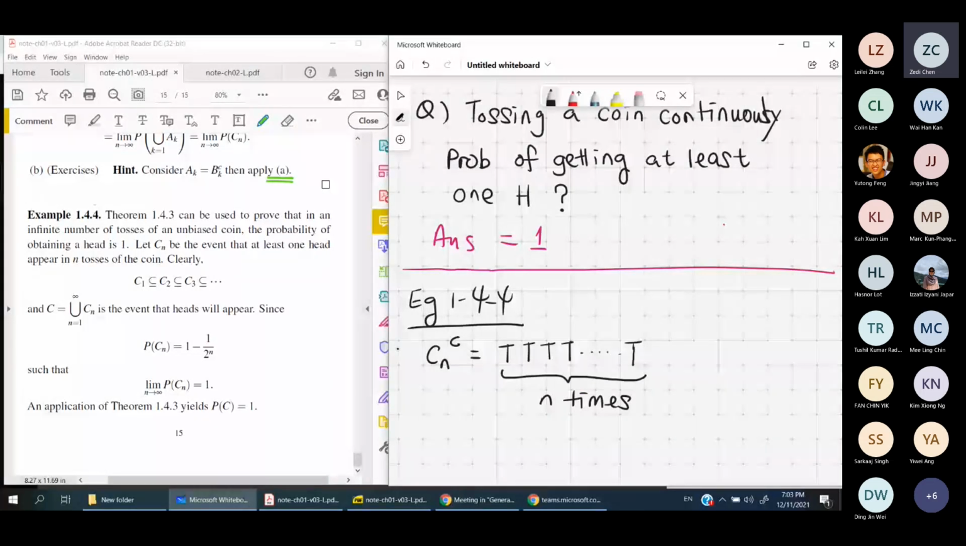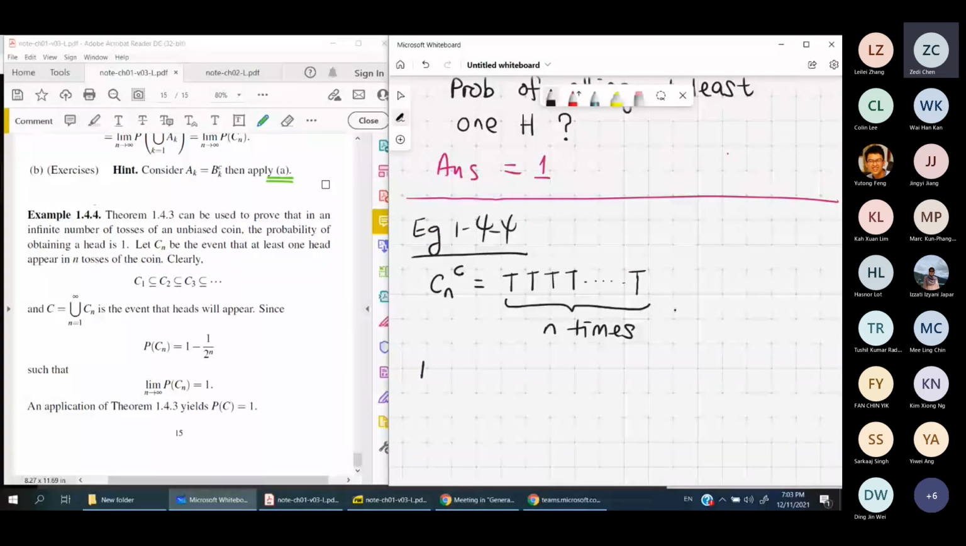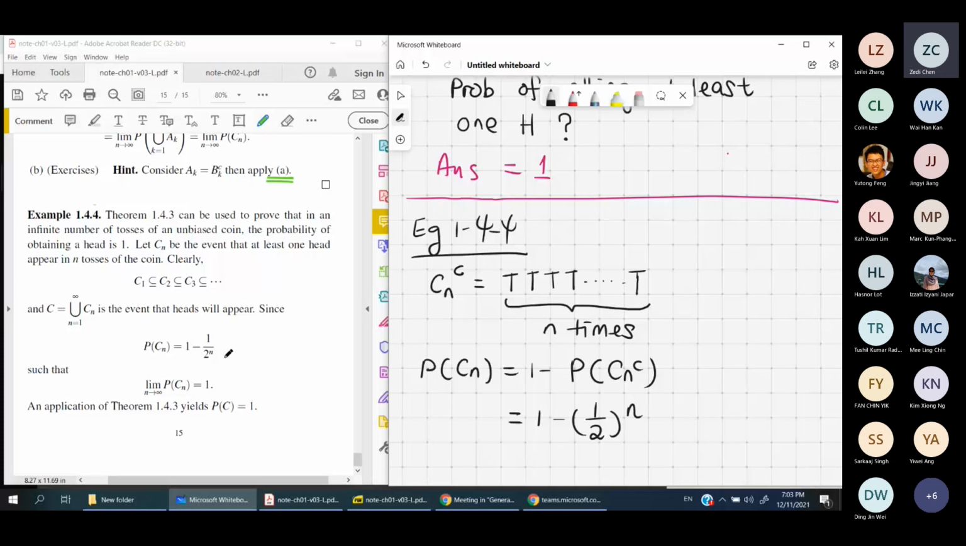So in this case, it's clear that P of Cn must be equal to 1 minus P of the complement of Cn. That's why this is 1 minus 1 over 2 to the power of n. This is how we get it. When we take the limit, 1 over 2^n goes to 0, so P of C is 1. That means at least one hit will appear. For sure, definitely we can get one hit. This is how we get the answer.